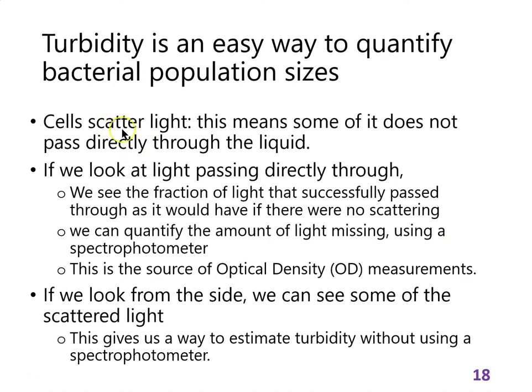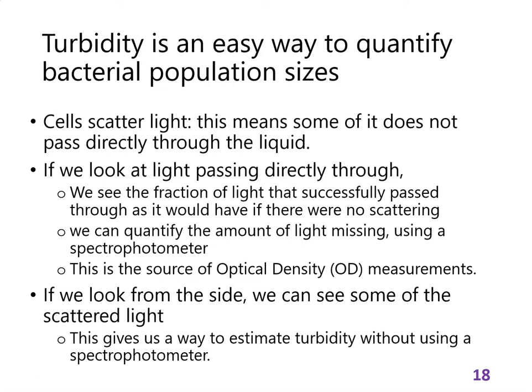So the cells scatter light. That means it bounces off of them in random directions, and some of it doesn't pass through the liquid because it bounced off the cells. So if we look at the light directly passing through, what we're going to see is the fraction of the light that directly passed through, minus whatever bounced off the bacteria. And so we can quantify that missing light using a spectrophotometer. And that's one way we estimate bacterial populations.